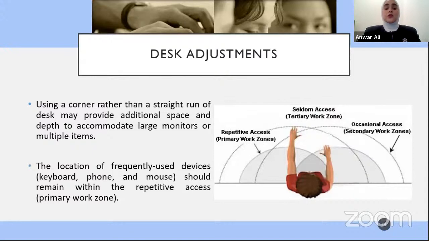For the adjustments, use a corner desk rather than a straight desk, which may provide additional space and depth to accommodate larger monitors or other multiple items. Imagine your desk being divided into three zones. We have the primary zone, which is close to you, where you keep those items that you repetitively use and reach, such as the keyboard, phone, and mouse. And the secondary zone, for the items that you occasionally use, and we have the tertiary work zone, for example, for the monitors, which you rarely touch.